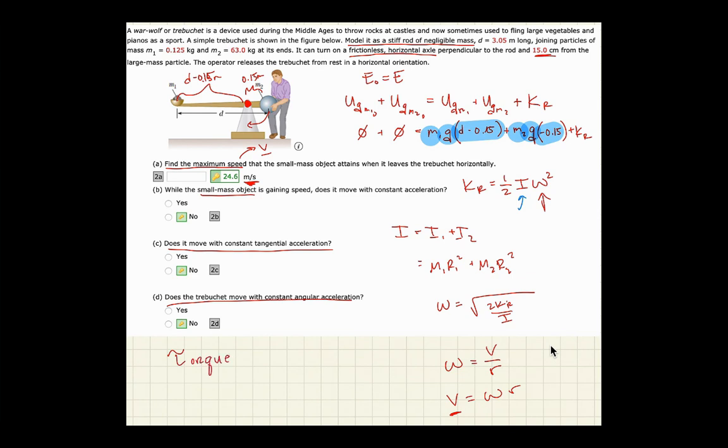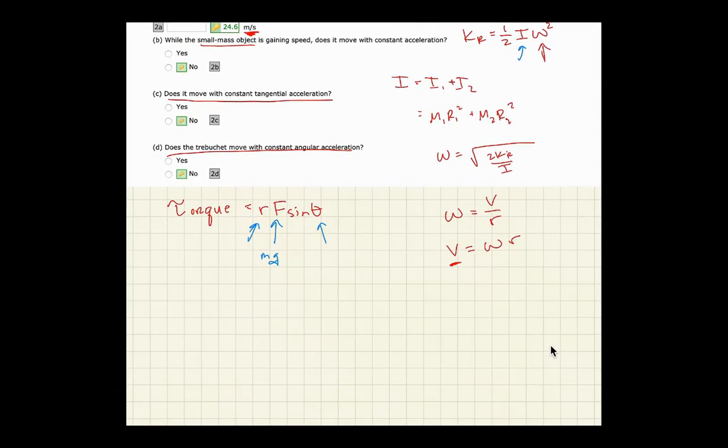So that torque is R F sine theta. Now, R is constant, right? This is all a solid object, so R is constant, not changing. F is also constant. That would be mg, right? The gravitational force is what's applying the translational force required to cause rotation. And theta is the angle between the two. And theta is not constant. These two values are constant. This is changing.